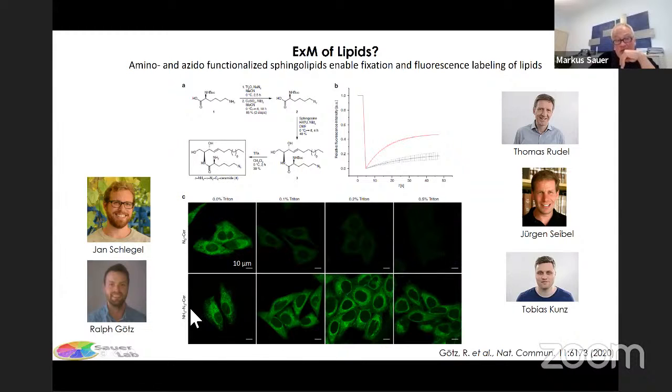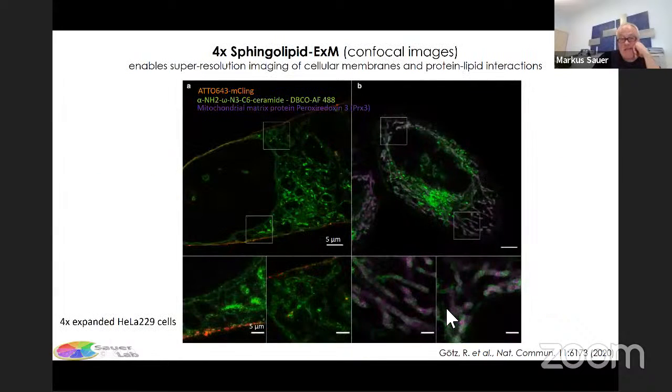But the amino group carrying ceramide sphingolipid can be really fixed and cannot be easily washed out with detergents. And we took advantage of that and did a glutaraldehyde expansion experiment. So, 4 times expansion of these sphingolipids.